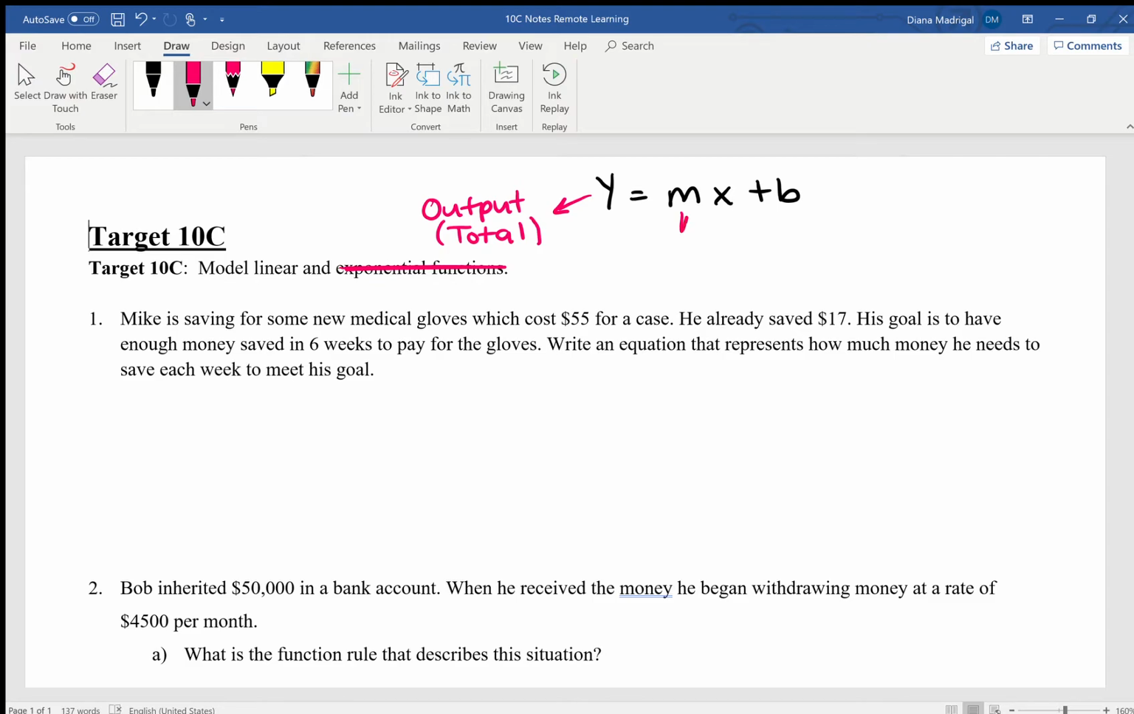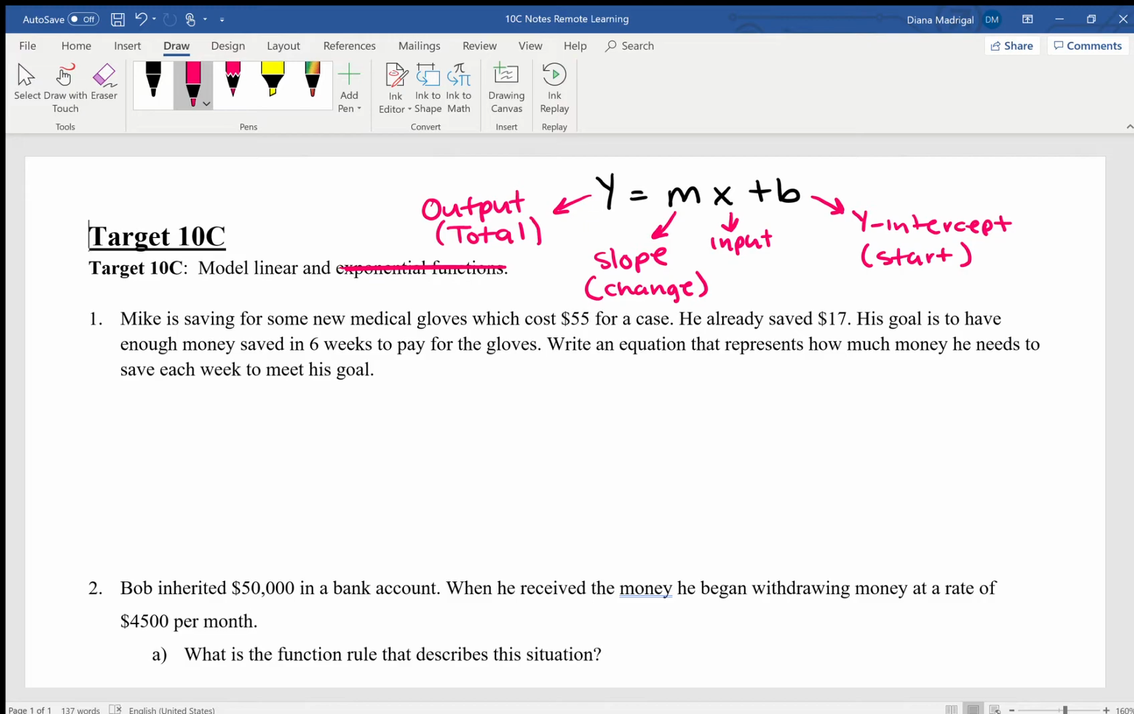m represents the slope, and slope means change, and we've been talking about this already. X means the input. If you put this in, you're going to get an output, right? So this is the input, the variable that changes. B means the y-intercept, and the y-intercept also means the starting point, how much you start with. So that's a quick review.